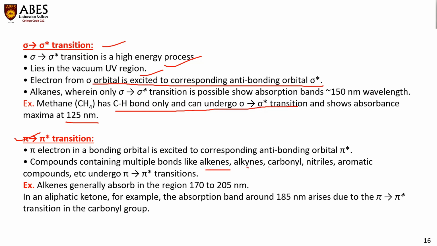Pi to pi star transition. This type of transition is generally observed in compounds which have multiple bonds. For example, alkene, alkyne, carbonyl, nitrile, and aromatic compounds undergo this type of transition because they have pi electrons. For example, alkene is generally observed in the region of 170 to 200 nanometer. Aliphatic ketone shows a band around 185 nanometer, arising due to the pi to pi star transition in the carbonyl group.